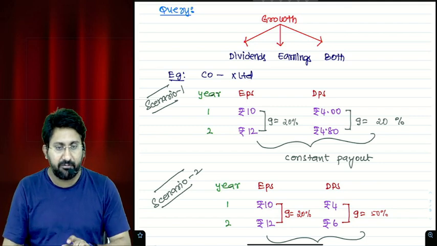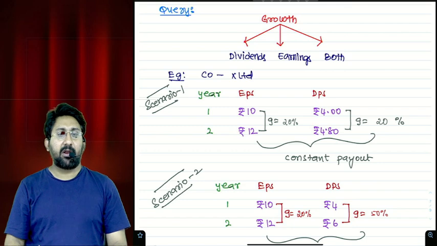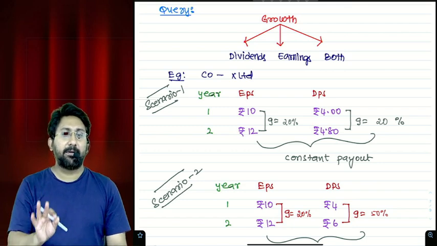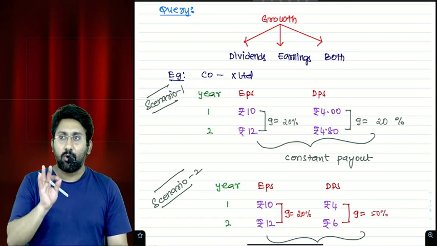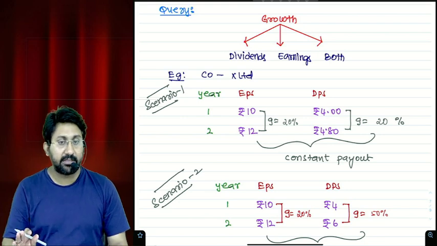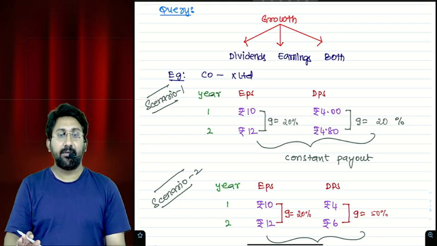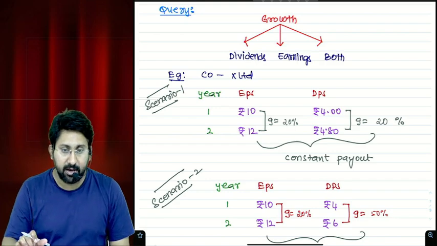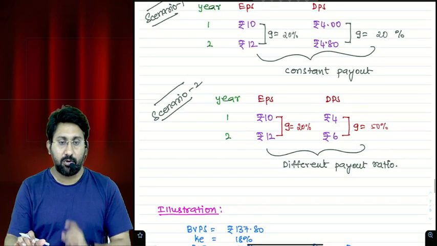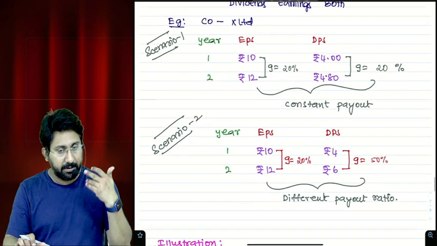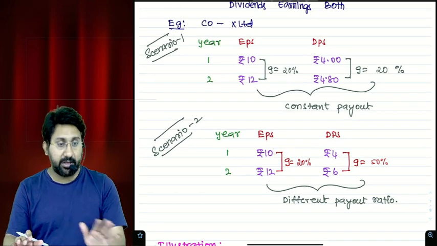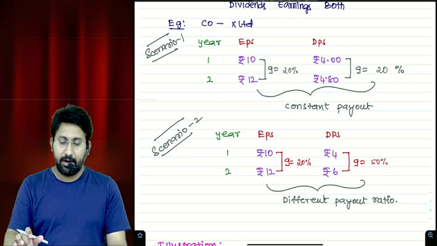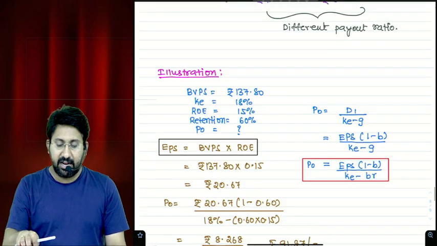Now, the summary and conclusion: growth always represents what? Growth in earnings, growth in dividends, or growth in both? It is growth in earnings. It becomes both if there is the same payout ratio. If the company follows a different payout ratio, growth in EPS is not growth in DPS. This is the summary.